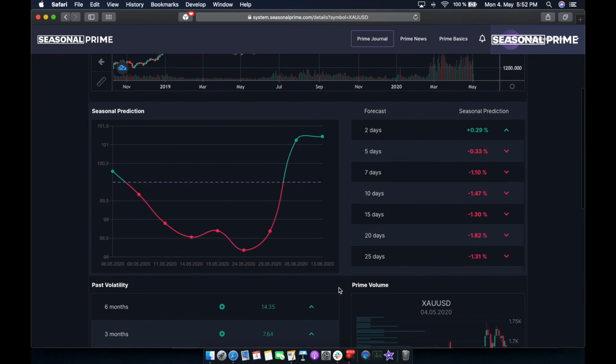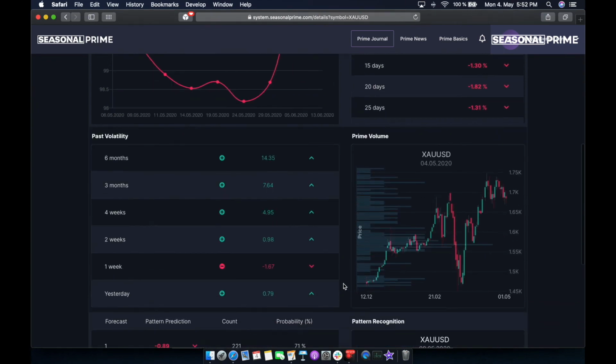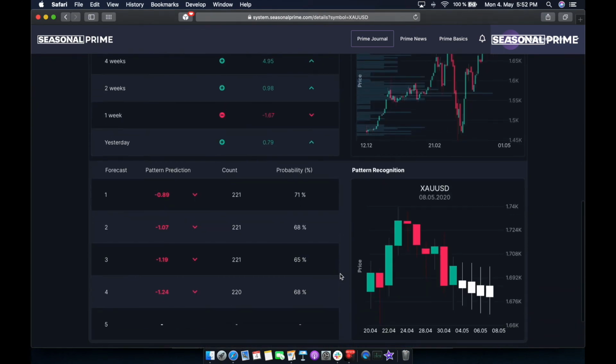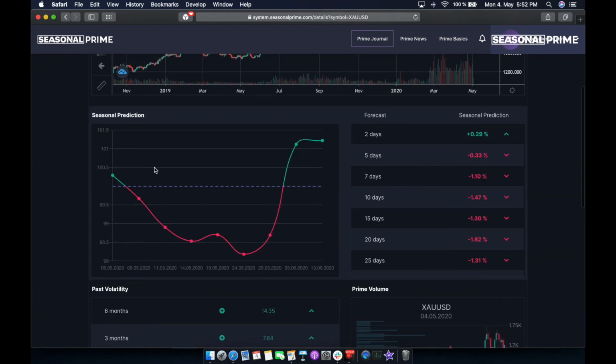I really like to use the seasonal for my gold trades. It's beautiful. It gives us so much more data, and as you can see here, it's very nice. And for the next 4 days, we also have a nice pattern prediction. Does it fit the seasonal prediction?